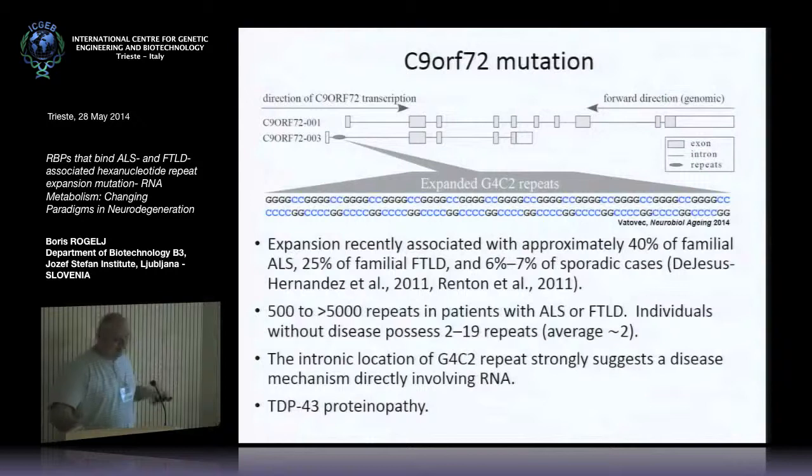So basically there's not a lot of point in introducing this here, but the repeat is in the first intron of C9orf72, and the intronic localization of the repeat strongly suggests that the mechanism involves this RNA species. And one of the big questions that awaits us all is that, down the line, this is a TDP43 proteinopathy.